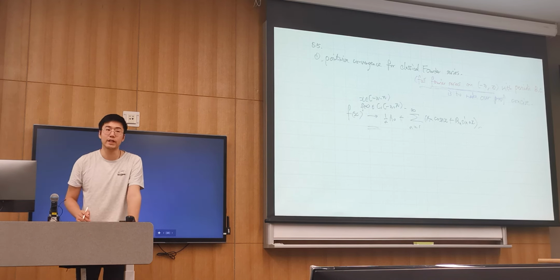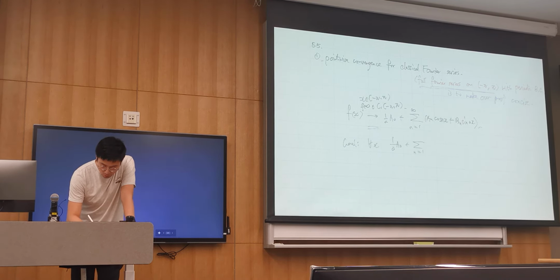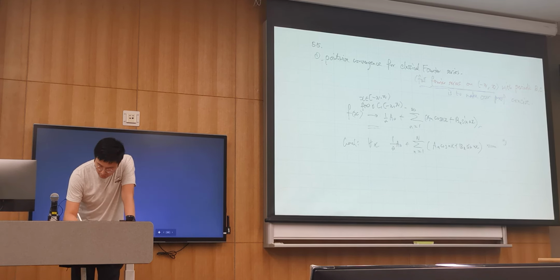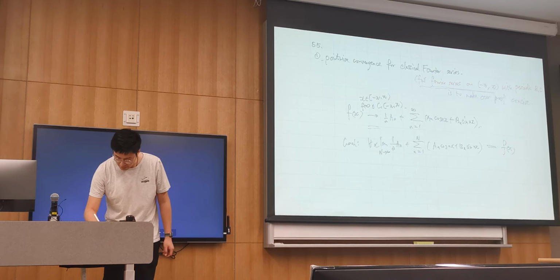Our goal is to show that for any choice of x, the sum from n equals 1 to big N of a_n cosine nx plus b_n sine nx will converge to f(x) when N goes to infinity. So this was the goal.